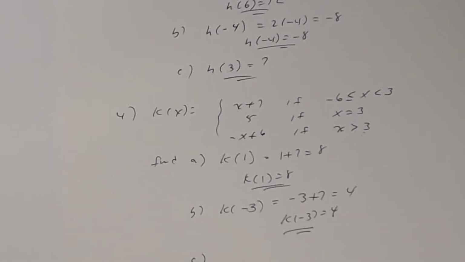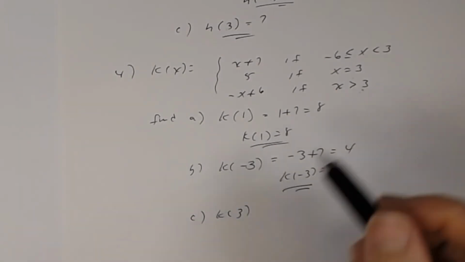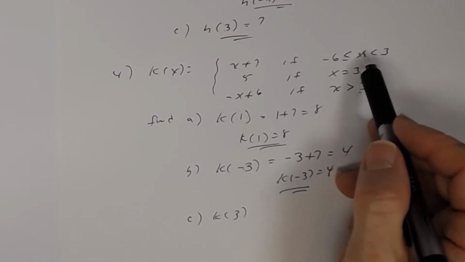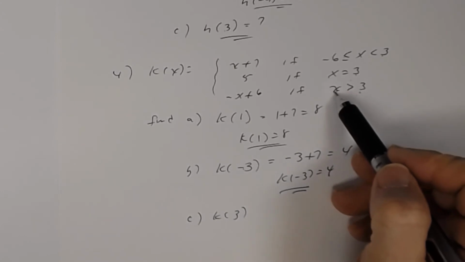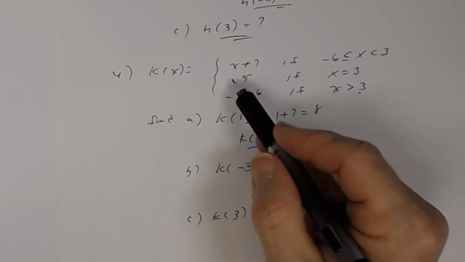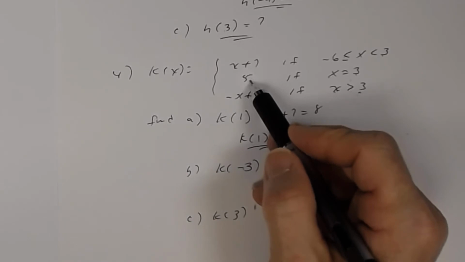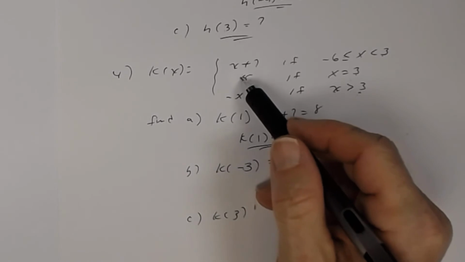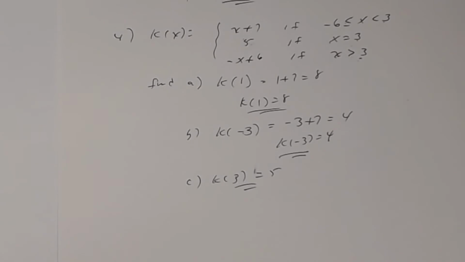C, suppose you want to find k of 3. All right, now you see there's a bunch of 3's, right? But you've got to make sure it's the right one. So x is 3. Is 3 less than 3? Is 3 equal to 3? Or is 3 greater than 3? 3 equals 3. So that's the one you're going to use. Notice there's no variable here, so that's a constant. That means when x is 3, your y value will be 5. So k of 3 is 5.